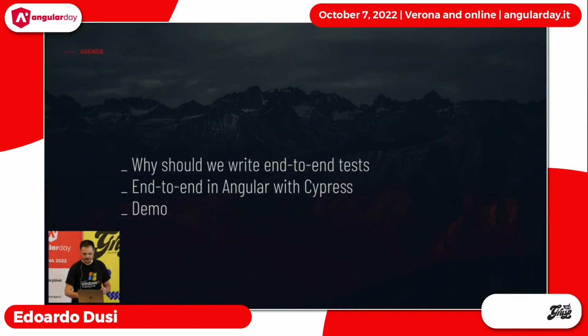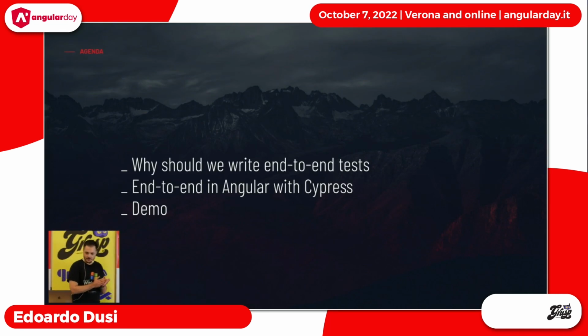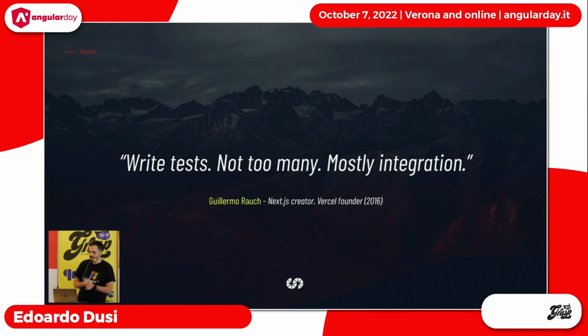So check it out. So the agenda for this talk. Why should we write end-to-end tests? First thing. And then end-to-end tests in Angular, of course, with Cypress, and then a little demo. I want to start this talk with a tweet.